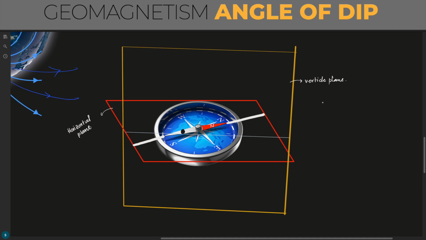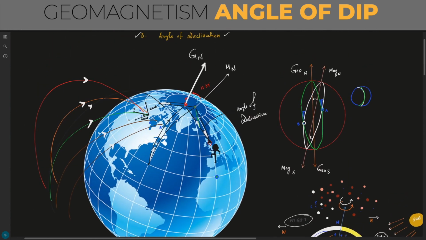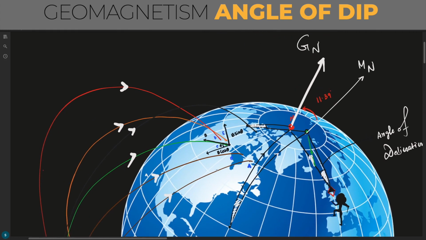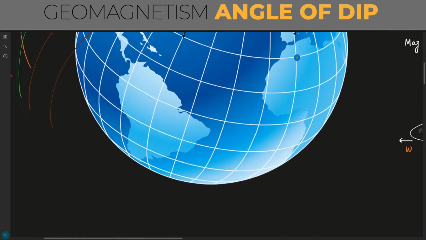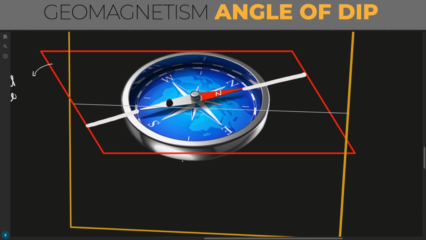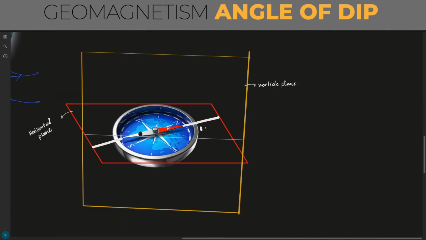So now if I draw another angle at this particular point, this is the horizontal plane, and we have seen that the horizontal component here is basically the B cos theta, which we can get from the deflection of the compass, right? So let me go back quickly here. This one is indicating the horizontal component. Let me quickly zoom out a little bit. So this one is B cos theta.